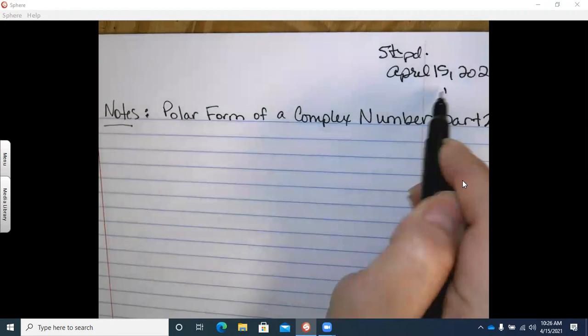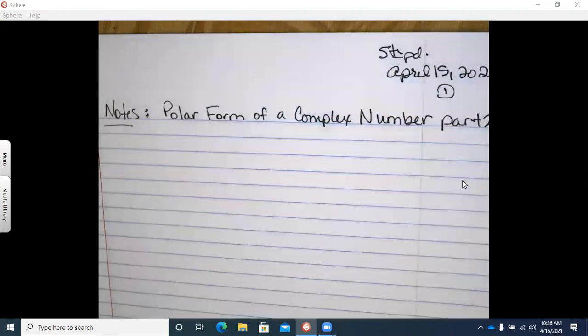So we know what a complex number is. We know how to graph a complex number. We know how to find the absolute value of a complex number. The way that we were writing our complex numbers yesterday was in what's called rectangular form. And today I'm going to show you how to write it in polar form. Doesn't that sound exciting? I think so too. All right.